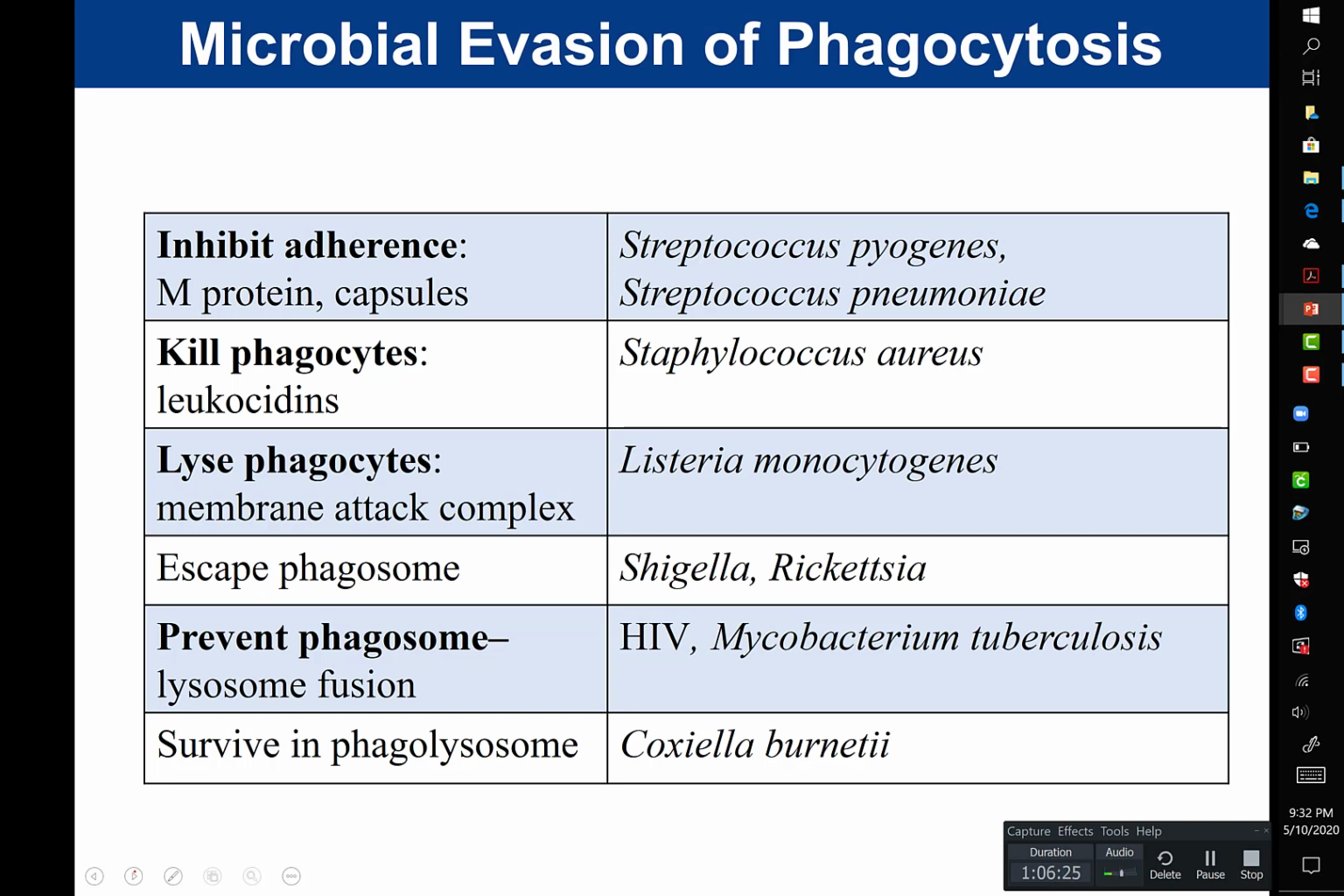Some bacteria can survive in the phagolysosome, so they're able to survive within that structure. Coxiella burnetii is an example of this. And so these are just some examples of ways that microbes have evolved to overcome phagocytosis. Whenever we have an immune response, you have to think that oftentimes bacteria are going to evolve also, and they're going to find unique ways to try and evade the immune system.